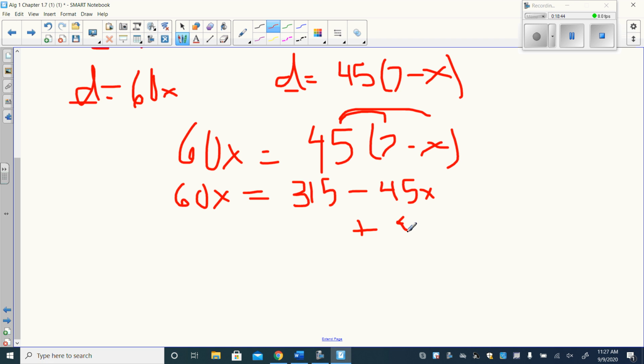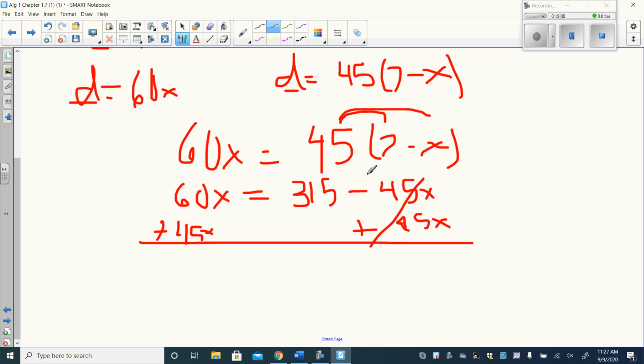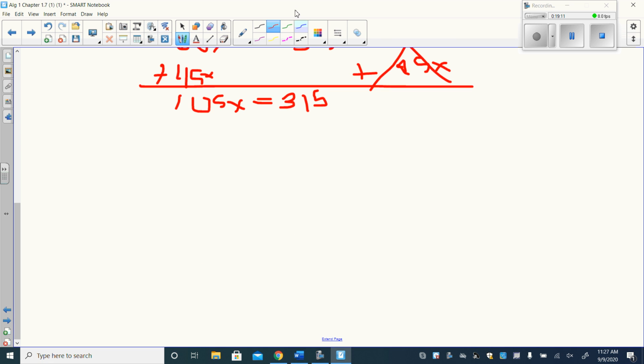Now at this point, we can add 45x to both sides, because if we add 45x to both sides, we'll get x by itself. So I'm going to add 45x over here. These will cancel, and I get 315 on one side, and on the other side I get 105x. And last but not least, we need to get x by itself, so we're going to divide both sides by 105. Those two will cancel out, leaving me with x by itself.